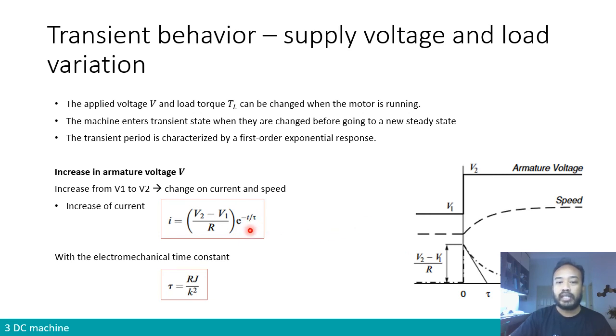So what is tau, the time constant? The time constant can be calculated by this formula, which is R multiplied by J divided by K squared. So what is R? R is the electrical resistance of your armature winding. J is the inertia of the load.